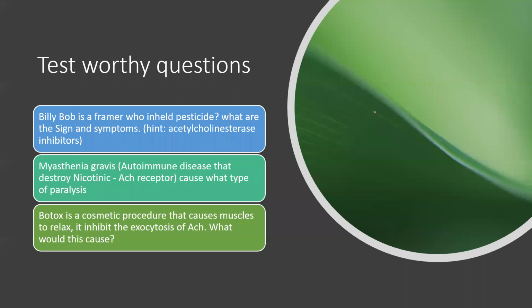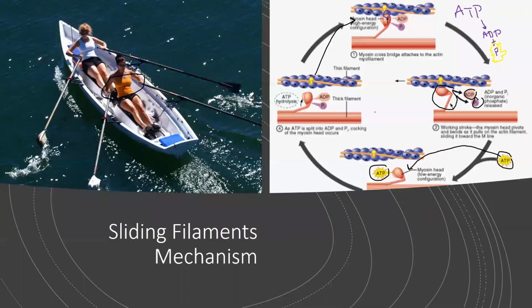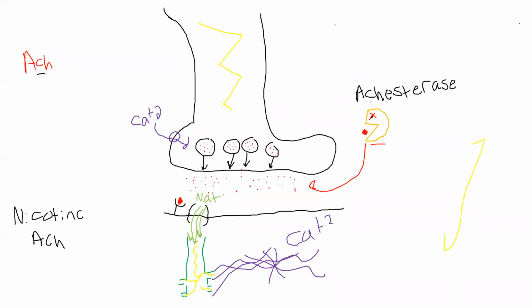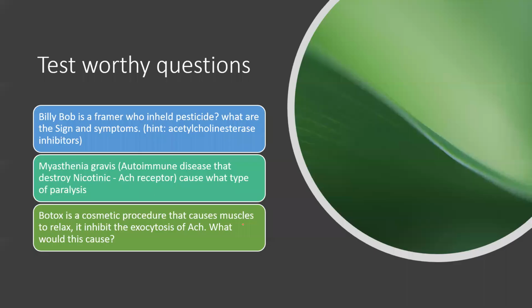Okay. Myasthenia gravis is an autoimmune disease that destroys nicotinic acetylcholine receptors. So what that disease does is it actually destroys these receptors. The receptors are not there anymore. If those receptors are not there anymore, acetylcholine can't bind. Sodium can't come in. If sodium can't come in, can you have a muscle contraction? Yes or no? Hopefully you said no. And that's going to be called flaccid paralysis, where you go limp and you can't have contractions.